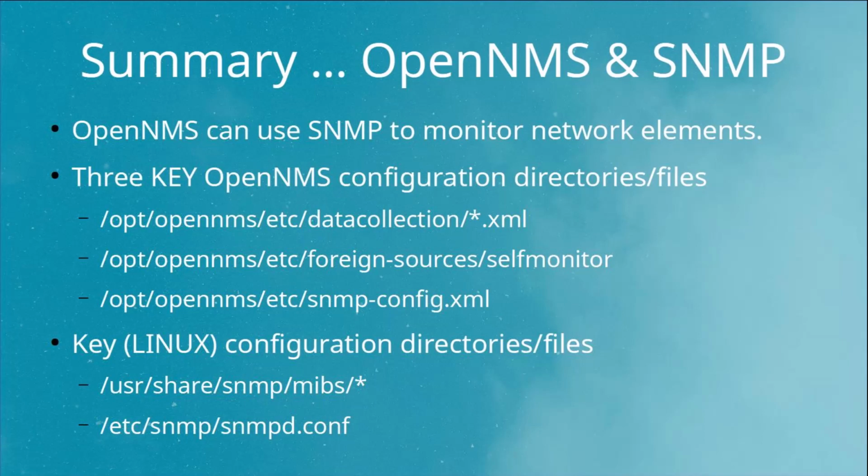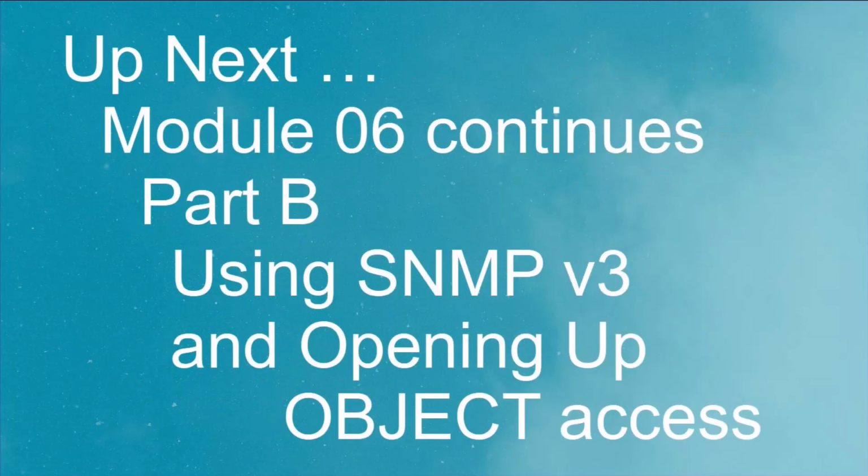The Horizon server, acting as a network element, lists all of its available objects under /usr/share/snmp/mibs in numerous MIB files, and the SNMP agent is configured through /etc/snmp/snmpd.conf. snmpd.conf currently limits access to the network element objects and grants access to SNMP version 1 or version 2c.